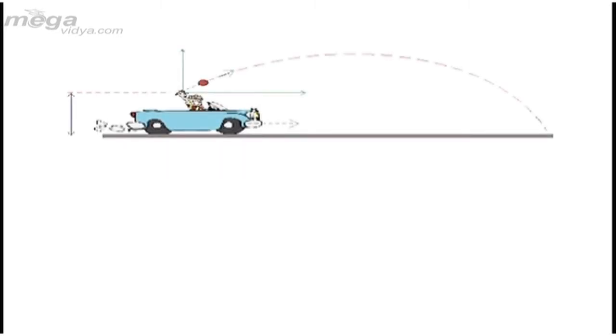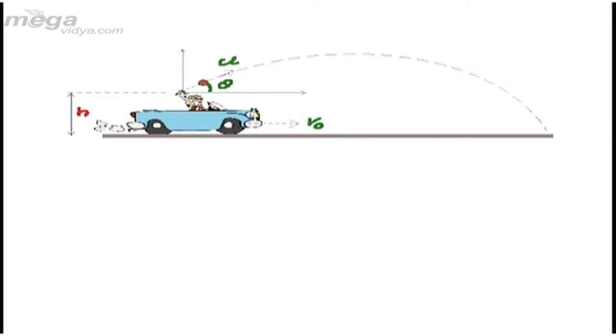So, I want to discuss very basic observations which we may analyze to solve this entertaining problem. Let us consider a car which is moving with velocity V naught along a straight road. The driver of the car throws a ball with initial velocity u relative to the car in a direction making angle theta with the horizontal. The height from where the ball was released is h.